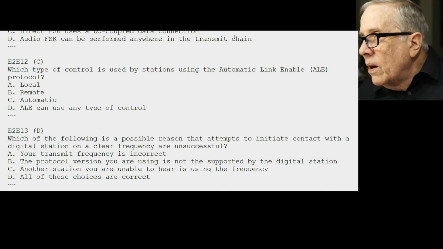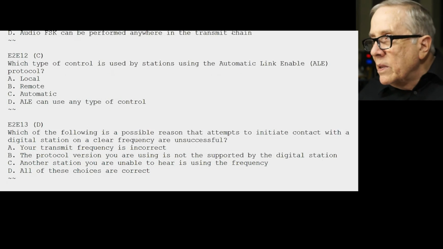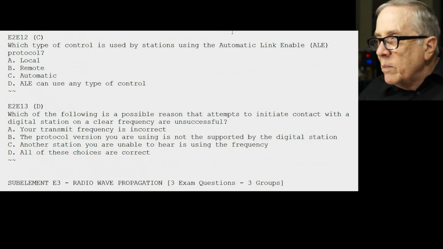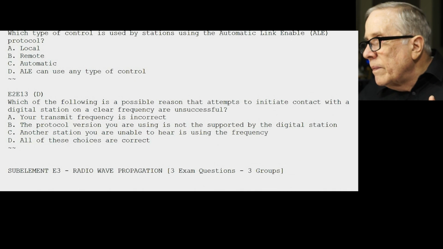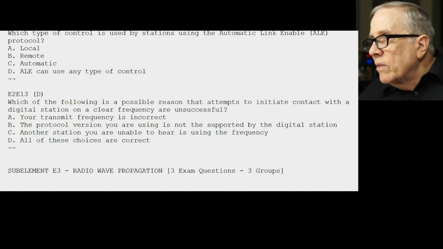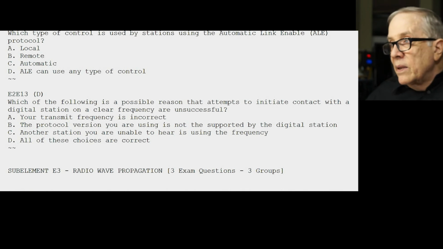E2E13, which of the following is a possible reason that attempts to initiate contact with a digital station on a clear frequency are unsuccessful? Here's another one, it's D. It's all the above: transmit frequency is wrong, timing could be wrong, can't hear you, any number of reasons. And that is the last question on the exam. And again, this sub-element took about 30 minutes.